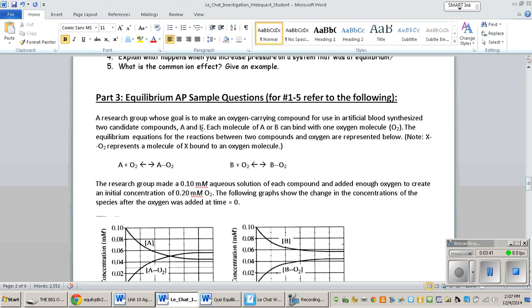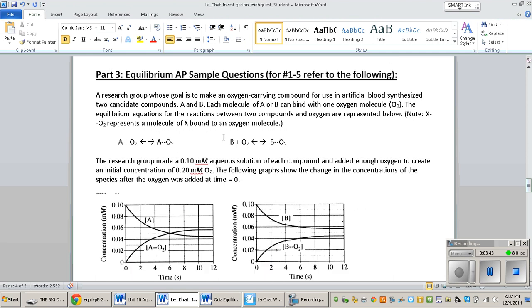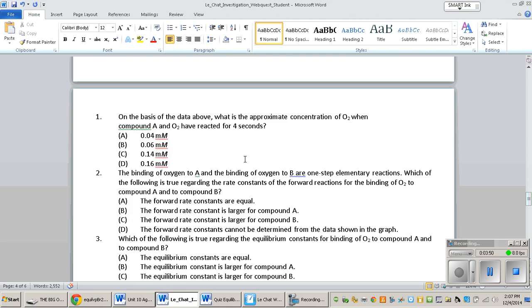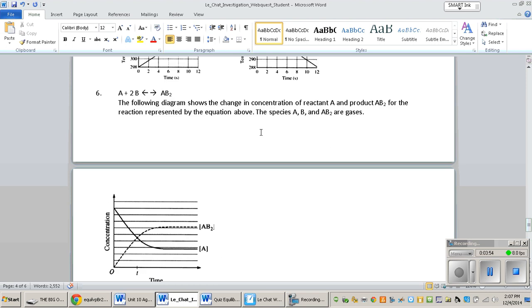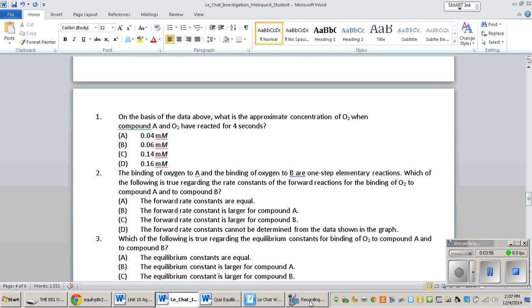At the very bottom, some really good AP level questions, and they are a little hard, so you need to try them. I'll do a quick reminder. These are millimolar, and then we are going to check these tomorrow. These are very good questions. You need to focus on them because they came from a practice test. So, good luck.